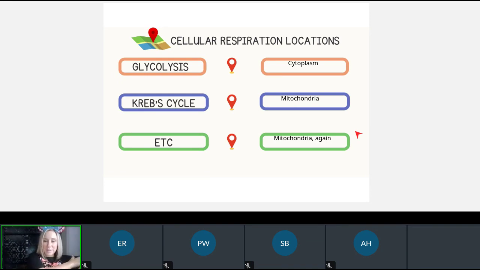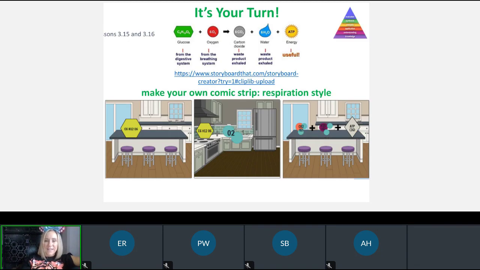It's your turn now. Remember how I told you we were going to go up to that top of the triangle today? That green area? You get to make your own comic today. I want you to make your own comic about cellular respiration. I don't care if you make it just about glycolysis or just about the Krebs cycle or just about the electron transport chain, or maybe you'll be like me and just use the equation and do it from a holistic perspective. There is not a wrong way to do this.